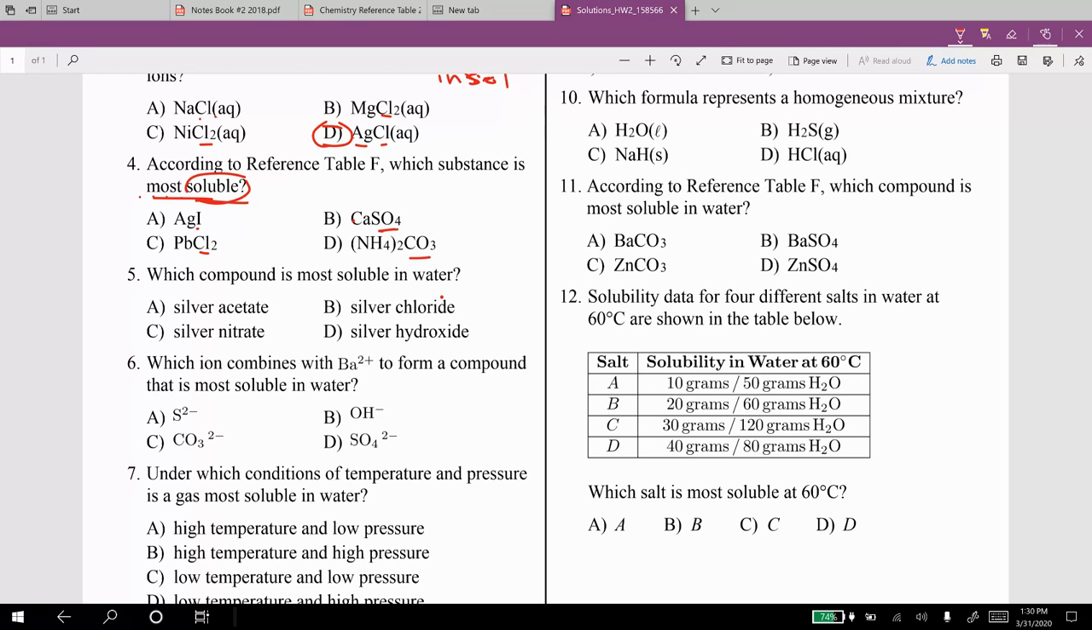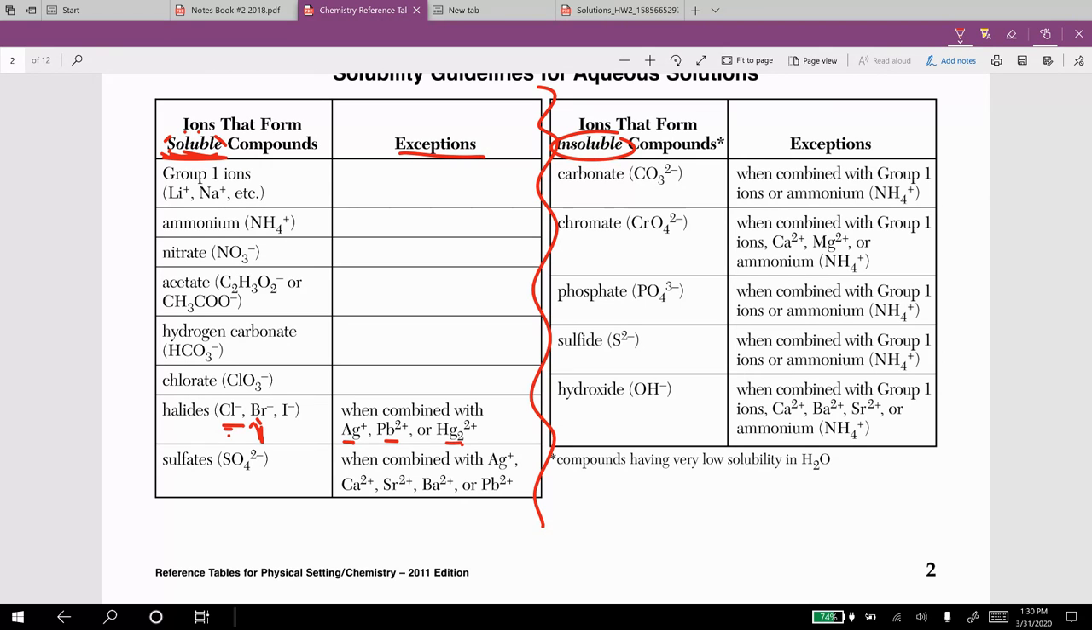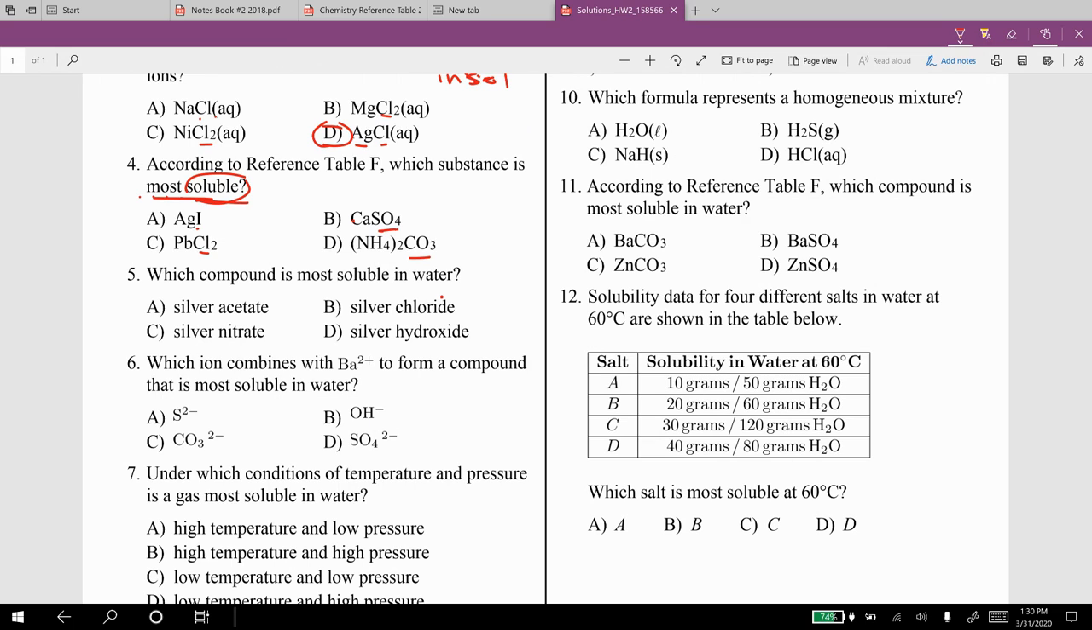All right, so let's look at the first 2, right? I have silver and lead with a halogen. Those are going to both be insoluble. So I'm going to put an X. Those are insoluble. So now I'm looking at sulfate and carbonate. Okay, so sulfate and carbonate.